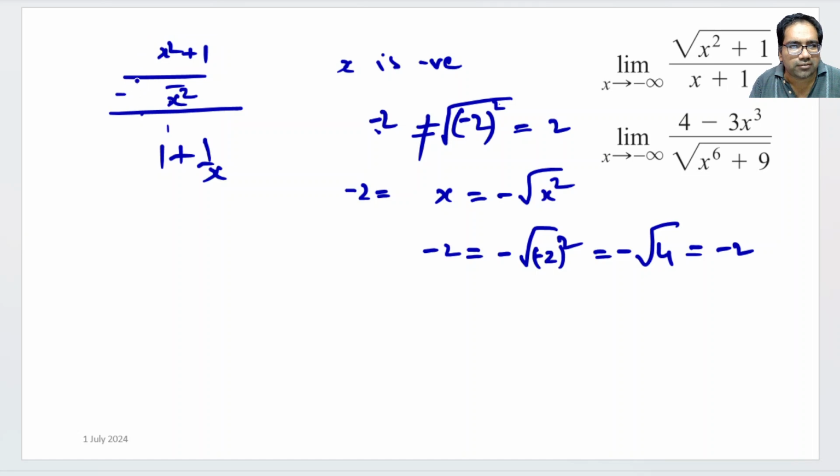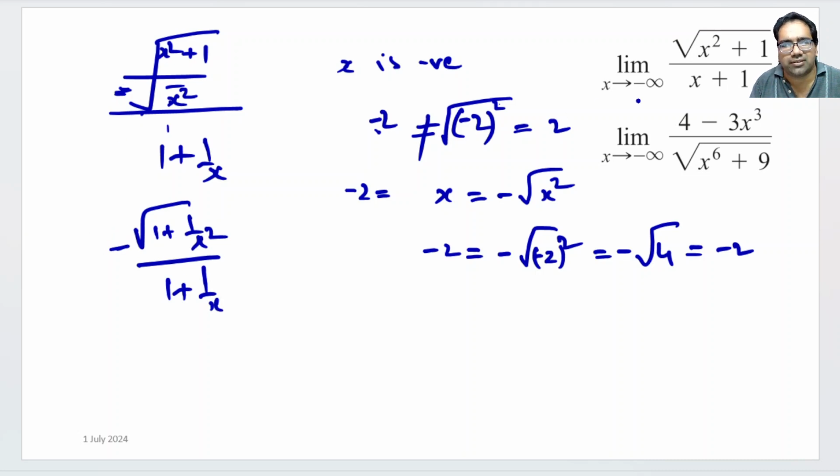This minus we can take outside. Minus of the square root of x squared plus 1 by x square. This is nothing but minus of the square root of 1 plus 1 by x square, divided by 1 plus 1 by x. Now when you substitute x equal to minus infinity, this part will become 0, this part will become 0. We will be left with minus of the square root of 1 by 1, which is equal to minus 1.